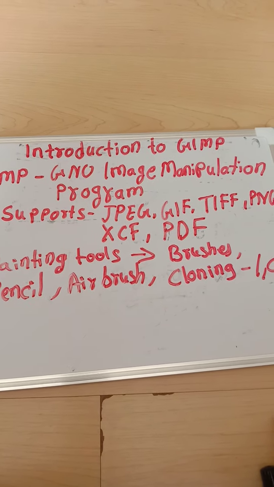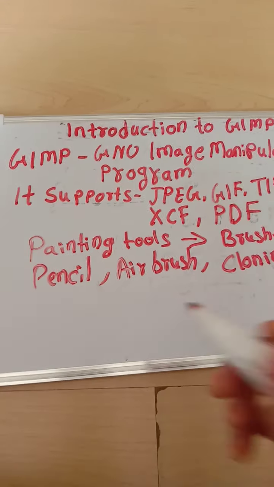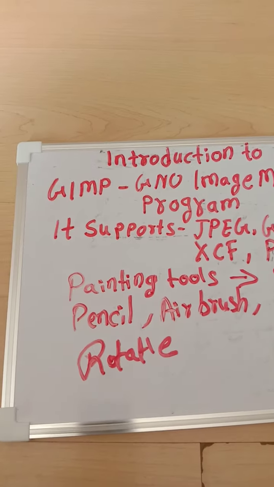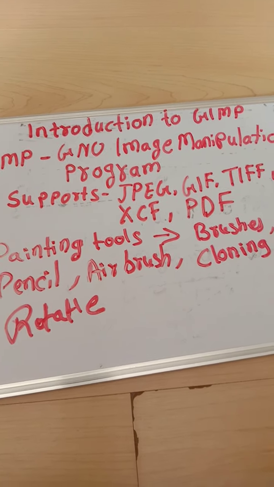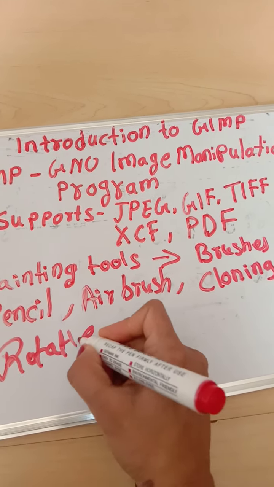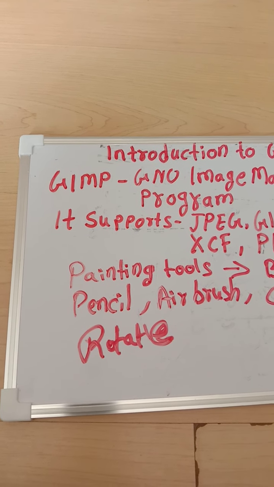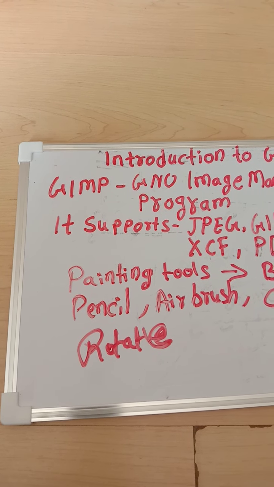Okay. Then we have transformation tools such as rotate and scale. You can rotate your picture the way you want it. Scale, shear and flip. These tools are used to alter an image or a part of an image.